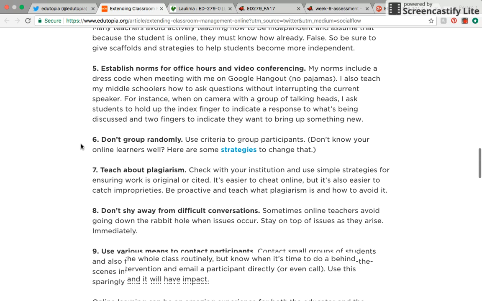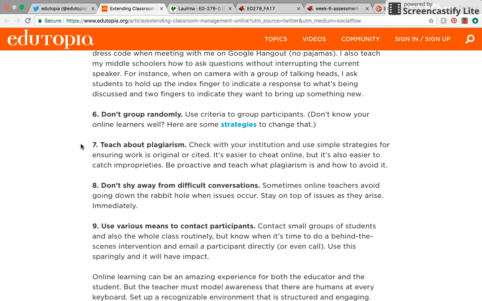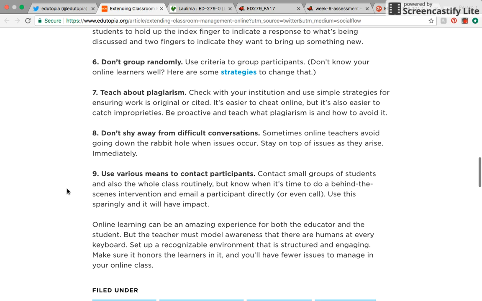Number 6 is don't group randomly, which I really like this one just because I was the guy in high school who would do all the work in the group. So it's definitely nice to see people acknowledging that and using criteria to group people up. Number 7, teach about plagiarism, of course.